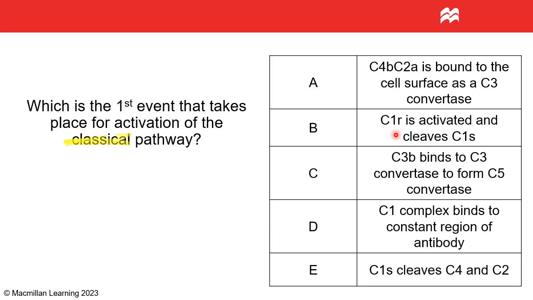C1r is activated. This one is a serine protease. That does not happen first. C3b binds to C3 convertase. That comes after activation of C3 convertase. C1 complex, the flying cucumber with legs, binds to a constant region of an antibody. That sounds interesting. C1s cleaves those. So I just gave you the answer.